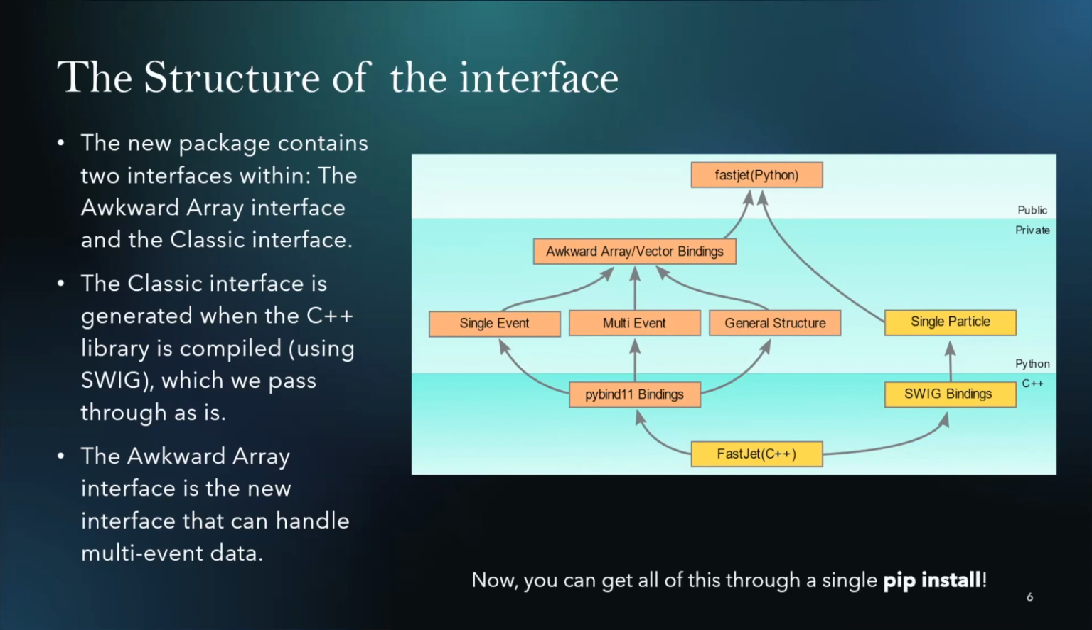Also, now you can get all of this through a single pip install. So that's a big departure from earlier when you had to compile fastjet to get the full library and all its functionalities, which won't be the case anymore.